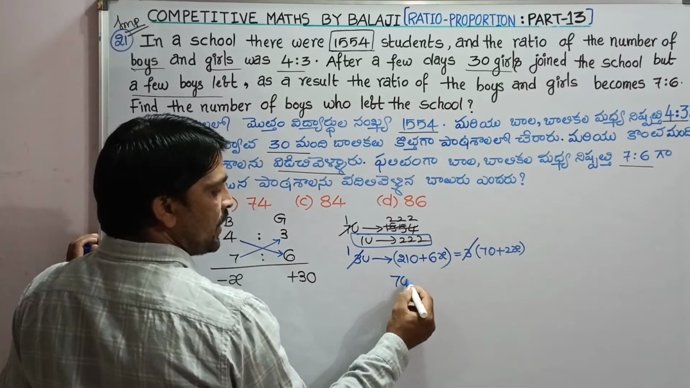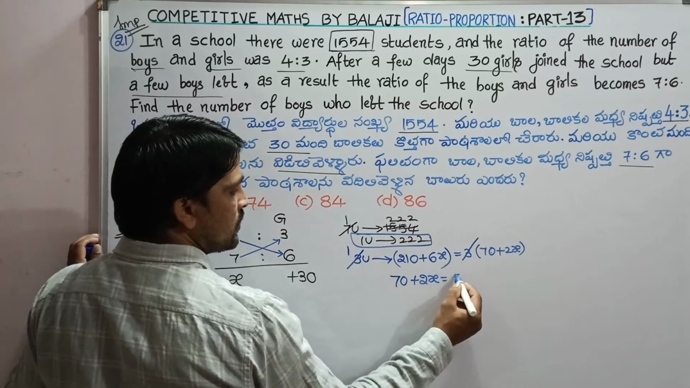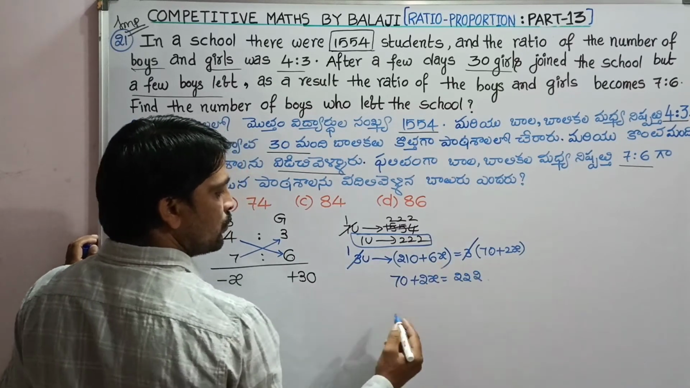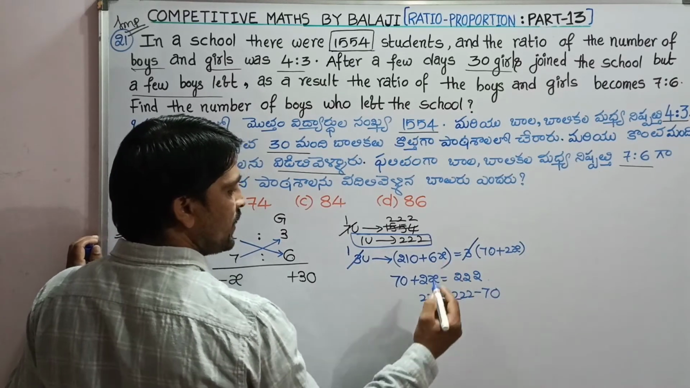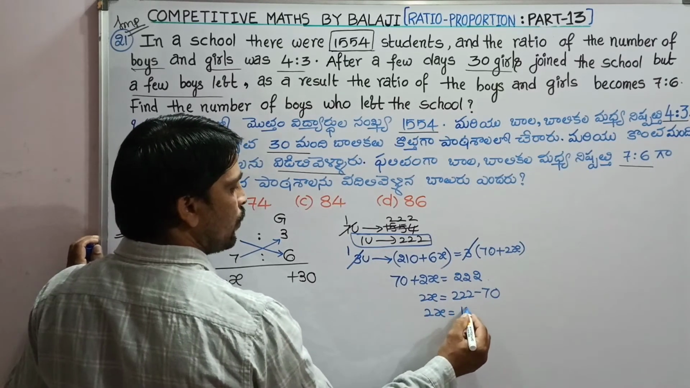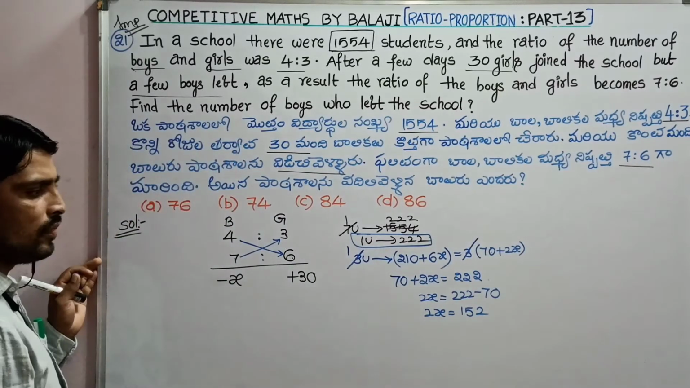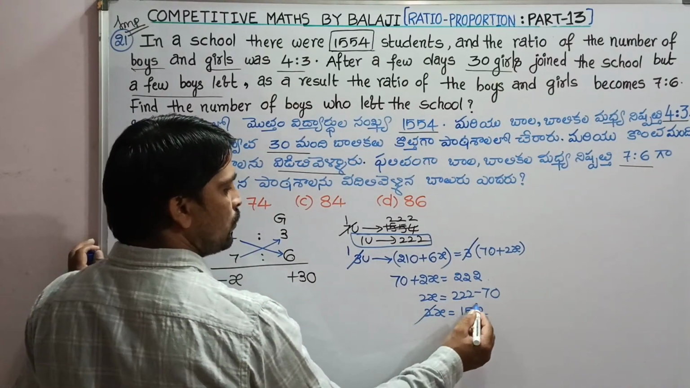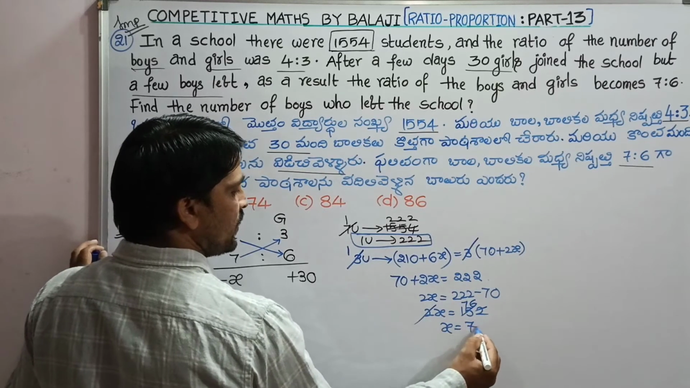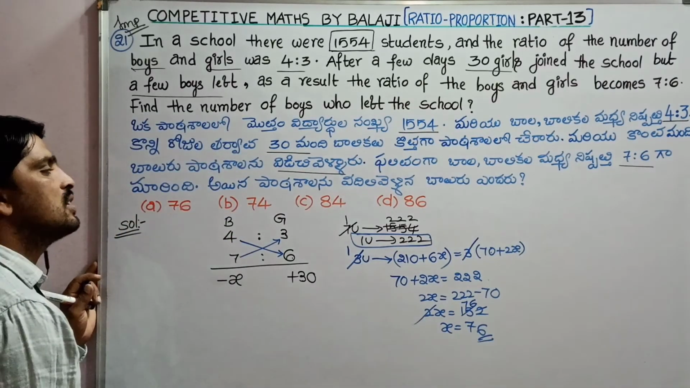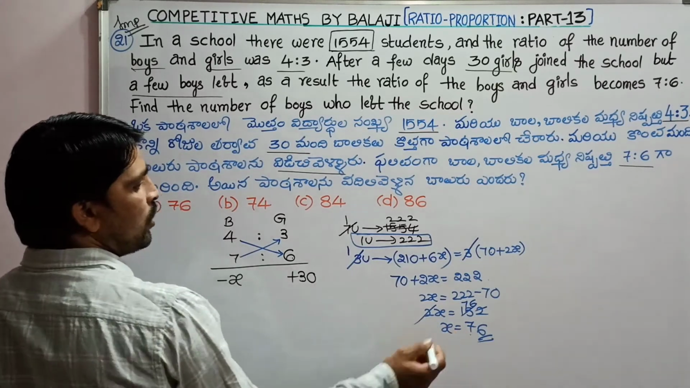So 70 plus 2x value is equal to what? 222. 2x equals 222 minus 70, that is 2x equals 152. What is x value? 2 7s are 14, 2 6s are 12. x equals 76. So how many boys left the school? 76 boys left the school.